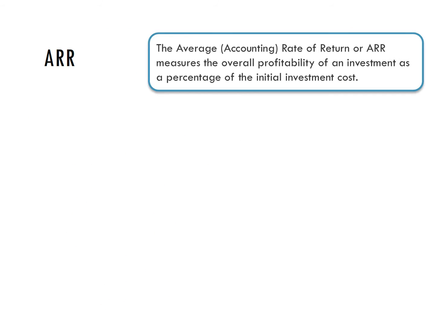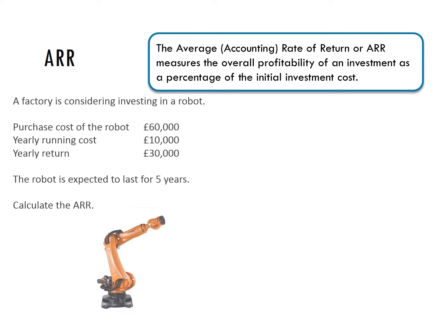ARR stands for the average rate of return, which measures the overall profitability of an investment as a percentage of the initial investment cost. So let's again consider our example here of a robot that costs 60,000, the yearly running cost of 10,000, the yearly return is 30,000, and is expected to last for 5 years. A question might go, calculate the average or accounting rate of return.